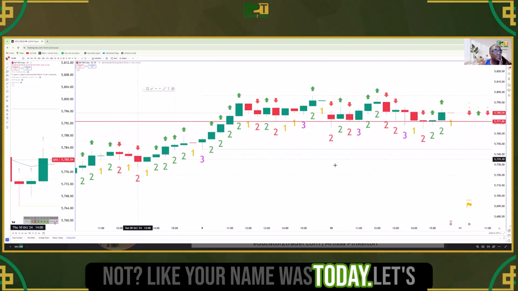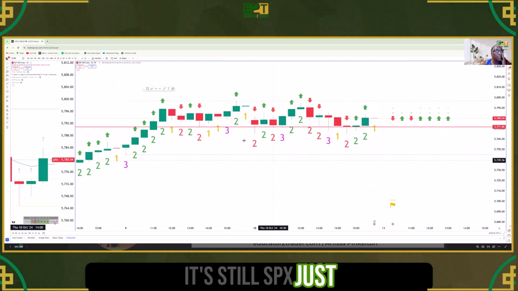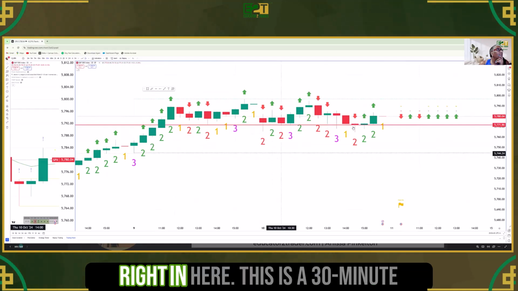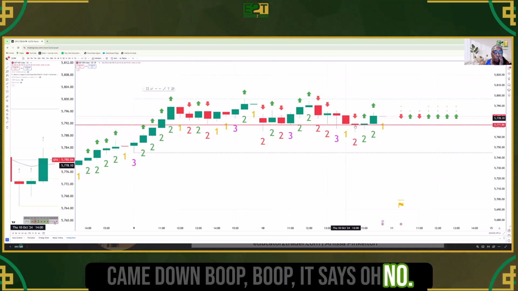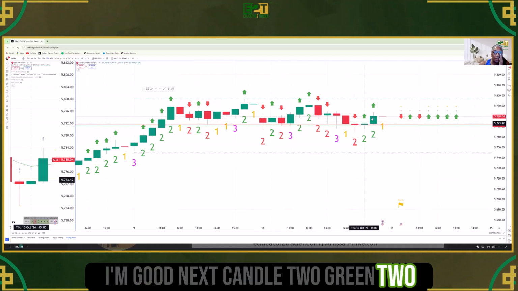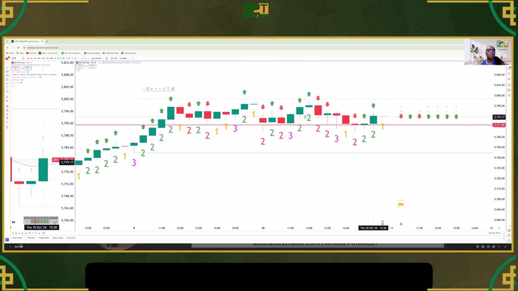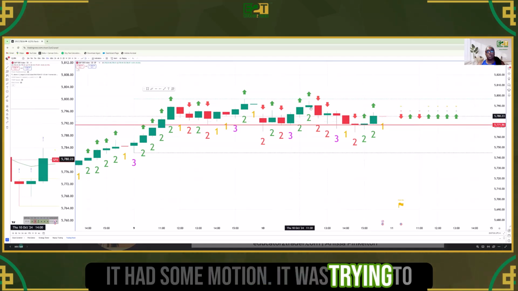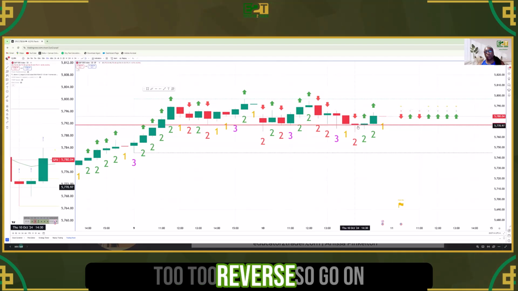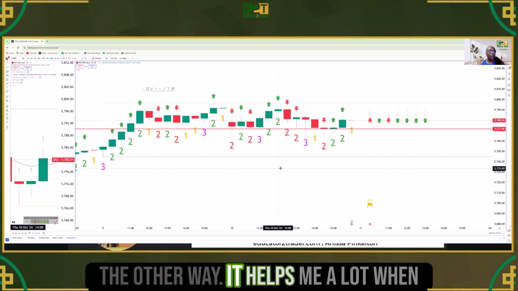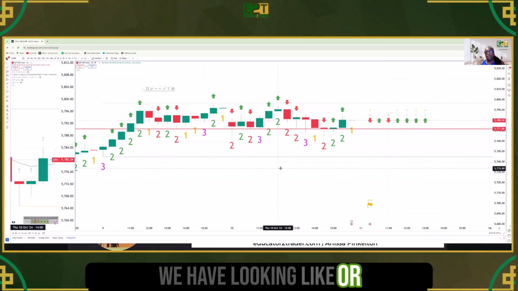Like Janae was today. Let's go find Janae today. This is still SPX. Janae probably was right in here. This is her 30-minute chart. It came down, boop, boop. It says, oh, no, I'm good. Next candle, two up and green, two up and green. Means it had some motion it was trying to do. Falling. Two reversal, going the other way. It helps me a lot when I'm looking at all the trades. Like, let me see what this time frame over here looks like.